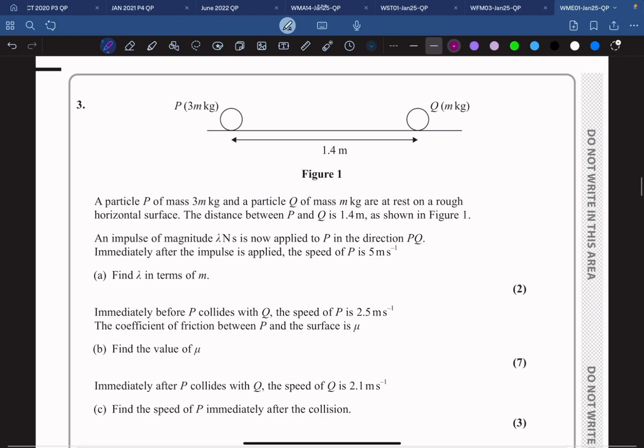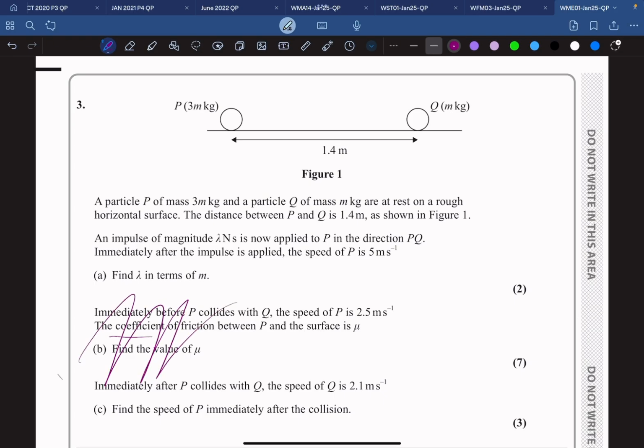Alright, P and Q. A particle P of mass 3m and a particle Q are at rest on a rough horizontal surface. This is a rough horizontal surface, so we're going to be worried about friction here, and we can see that there's already a question about coefficient of friction.